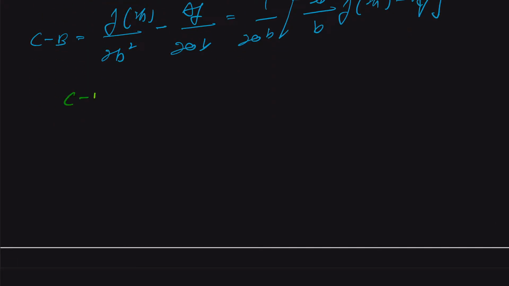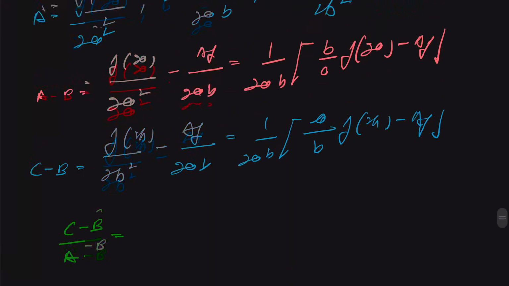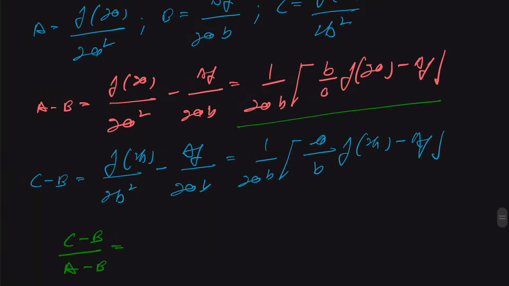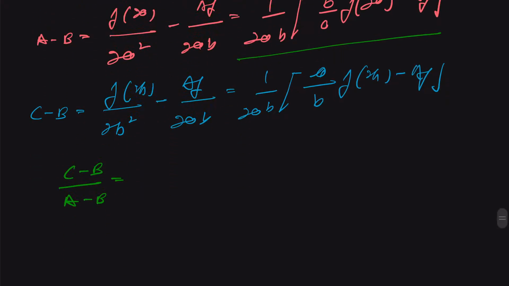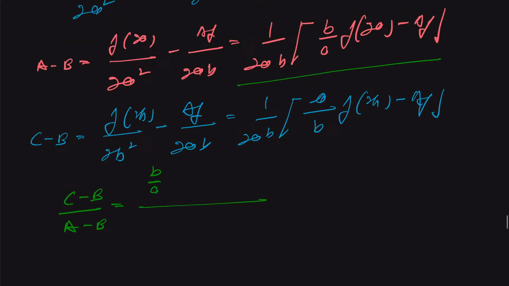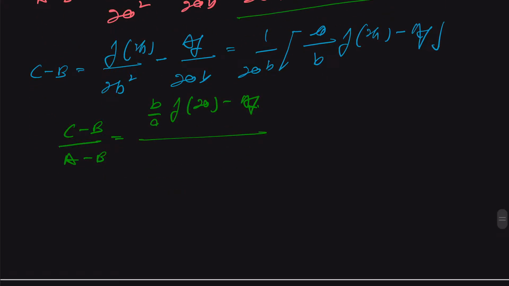Now we find out the ratio. So we get this as c minus b upon a minus b. Okay, so we simply divide these two terms. So 1 upon 2ab, 1 upon 2ab is going to cancel out, and this comes as our b upon a, f of 2a minus delta of f, and this becomes a upon b, f of 2b minus delta of f.